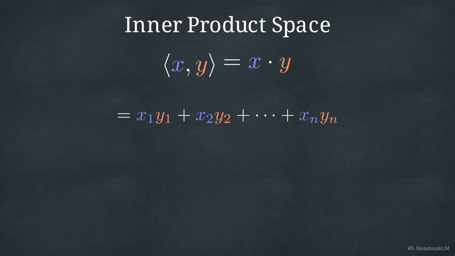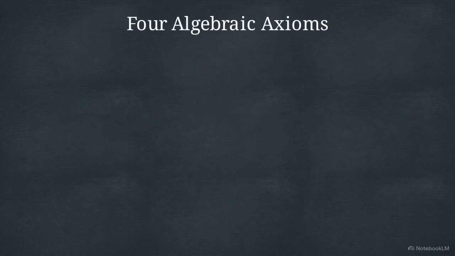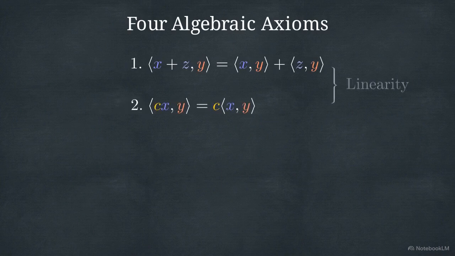First, it has to distribute over addition. Second, you can pull scalars out of the first slot. Together, these form linearity. Third, it must have conjugate symmetry. And finally, it must satisfy positivity. When you work with complex numbers, conjugate symmetry is critical.